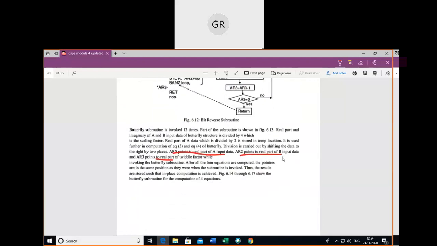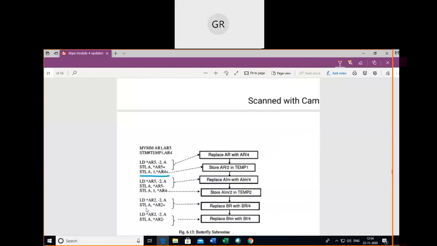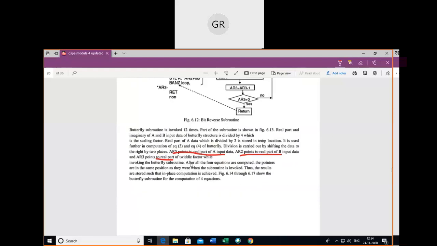Now the most important is the butterfly subroutine. Just go through this. This is very, very important. I already told you the butterfly subroutine is invoked how many times? 12 times. In each stage there are 4 butterflies. In the 3 stages, the total is 12 butterflies. That's why you call the butterfly subroutine 12 times. Part of the subroutine is shown in figure 6.13.